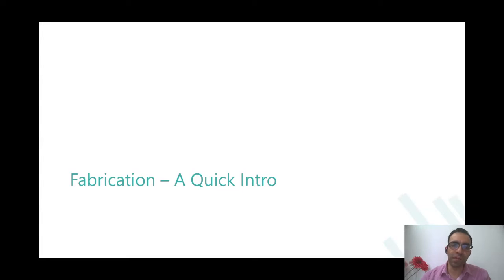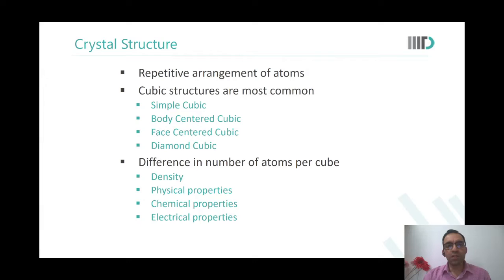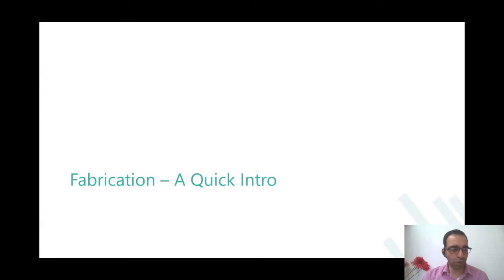So fabrication, we'll give a very quick intro. You already know that there is a full course on IC fabrication also running in this semester. The intent is not to take you through that course, but to give you a very quick glimpse of what that course contains. All of you know that the standard bread and butter of semiconductors today is silicon.